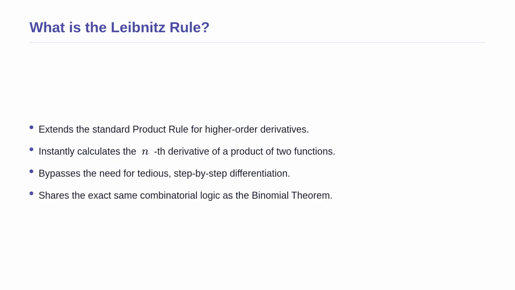Let us start by understanding what the Leibniz rule actually does. Imagine you need to find the 10th derivative of two functions multiplied together. Using the standard product rule over and over would create a massive, tangled mess of terms that is almost impossible to track. The Leibniz rule is a shortcut that lets you jump straight to the final answer in one clean line. Interestingly, it uses the exact same combinatorial logic as the binomial theorem from algebra, because at each step, you are essentially choosing which function gets differentiated.